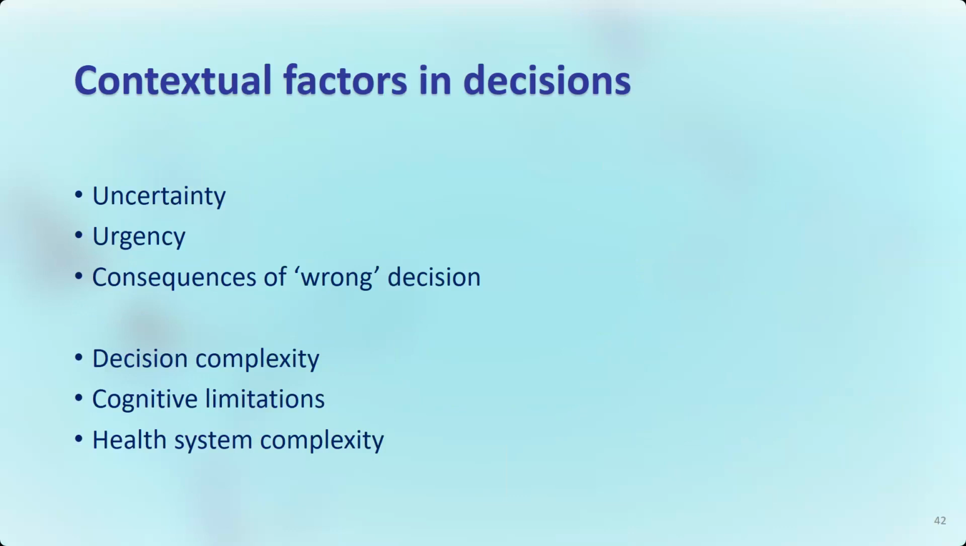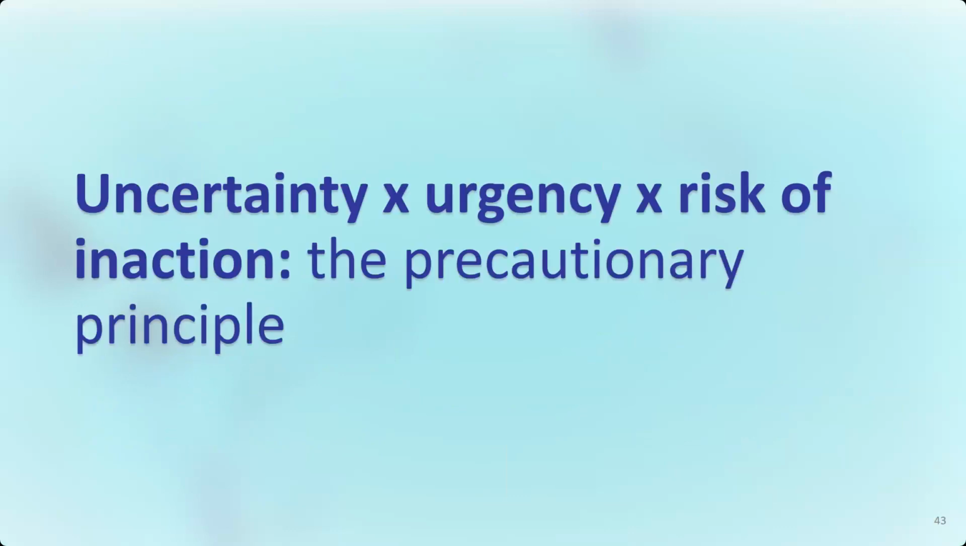And then the consequences of a wrong decision. So we'll come back to those. I'm going to talk about complexity and limitations in a moment. So when you have this kind of combination of uncertainty, you don't have the scientific evidence, you have a decision that needs to be made fairly quickly, and there is a risk in doing nothing. Not making a decision is an action. Then you're kind of in the territory of the precautionary principle.